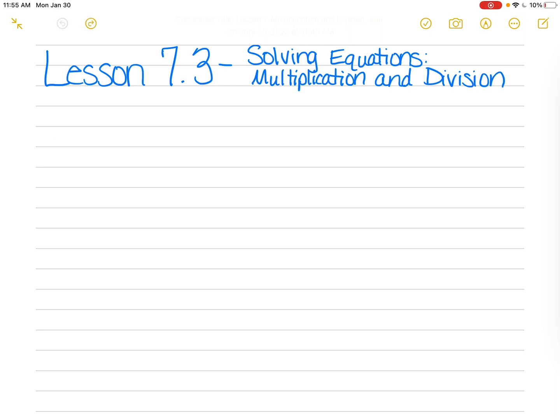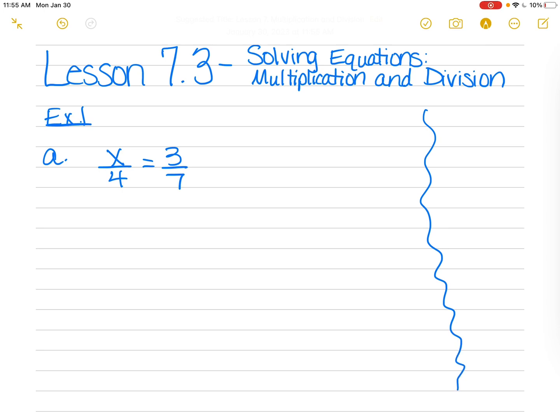Okay, so example 1A. A is going to look like this: X divided by 4 equals 3/7. So I'm going to do a little section over here that you should be taking notes. If you're watching this at home and you weren't in class and you didn't take notes in class, then you should be taking notes. I'm going to do a little section off to the side where you do not have to write this part. It's just a kind of reminder for you.